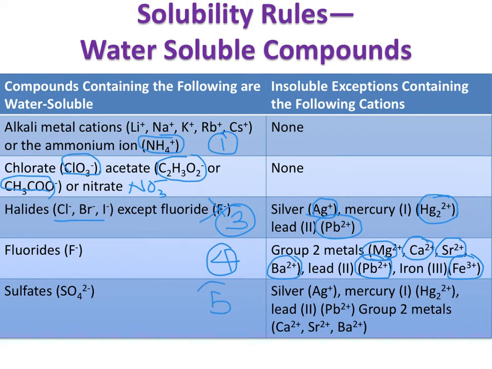Rule number 5. Compounds containing sulfate, SO4, are water-soluble except when combined with silver, Ag+, mercury 1, Hg2 2+, lead 2, Pb2+, or the group 2 metals, calcium, Ca2+, strontium, Sr2+, and barium, Ba2+.